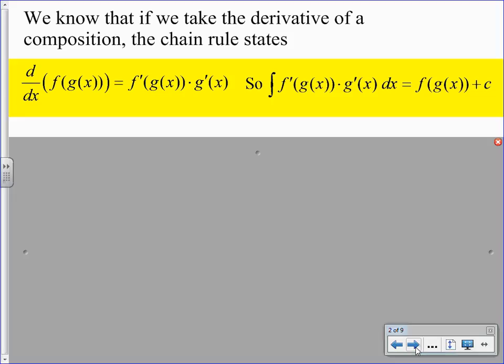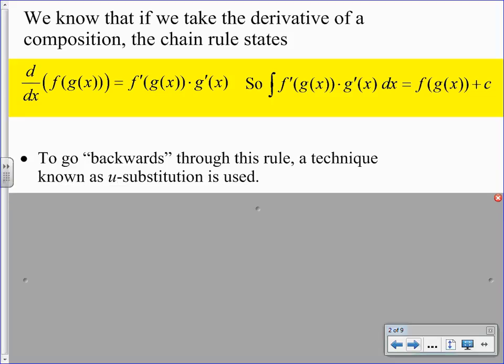So this backwards chain rule is what we're going to call U substitution, right? You'll notice that it doesn't look nice and pretty like our other rules. Each substitution problem is going to look a little bit different, okay? But today we're going to get the basics down and get some practice, okay?